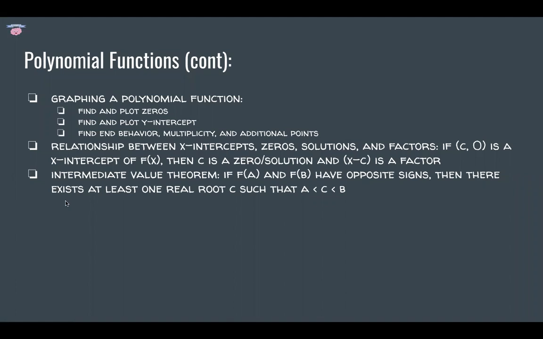Intermediate value theorem. If f(a) and f(b) have opposite signs, then there exists at least one real root c such that a is less than c, which is less than b. So it's basically saying, given something like this, a is here, b is here, then there has to be a root somewhere in the middle. It's obvious. If you have a negative and then a positive, it has to cross 0 at some point.